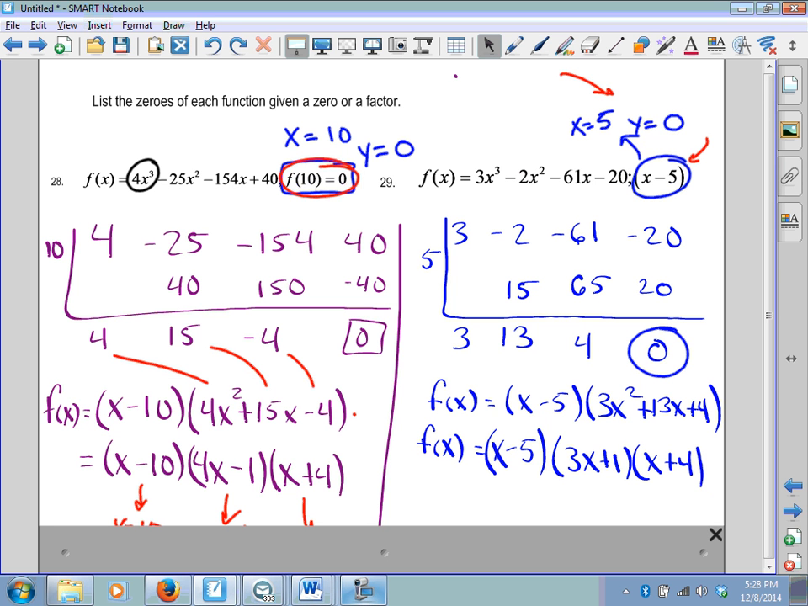I went through and I factored that, and I got 3x plus 1 times x plus 4. Remember, you have to include the original factor they gave you. It'd be really silly not to. So the zeros we get out of this are x equals positive 5, x equals negative 1/3, and x equals negative 4.